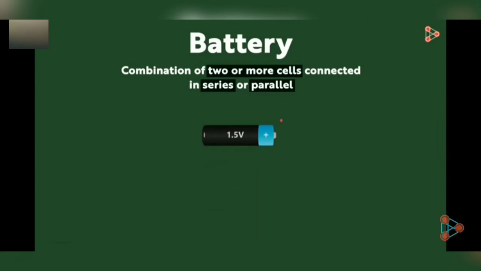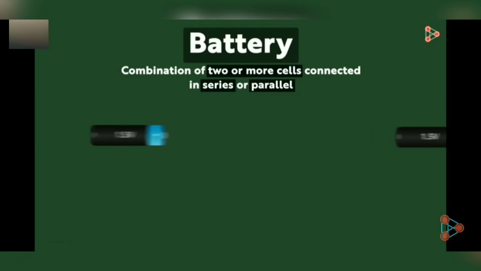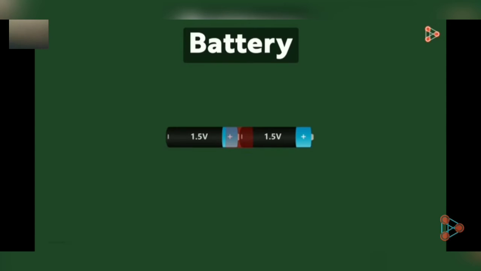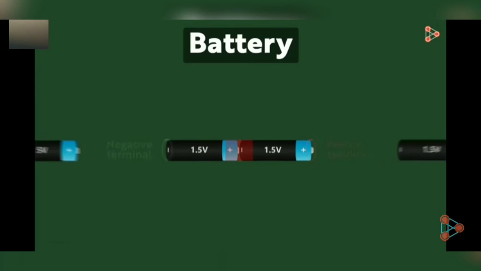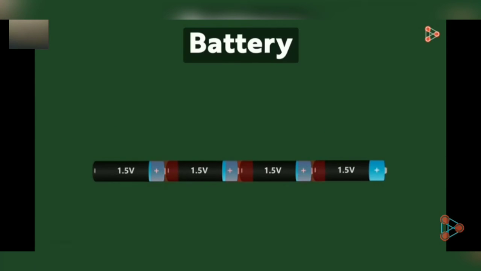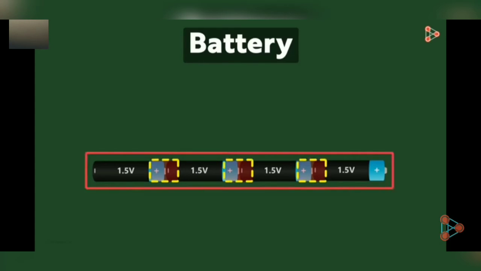In everyday life, we call this single cell a battery. But in physics, a battery is a combination of more than one cell. So this is a battery with a positive terminal on one side and a negative terminal on the opposite side. We can even connect more cells to the system, but always make sure that the positive and the negative terminals are connected together. Even if 4 are connected together, it will still be called one battery.